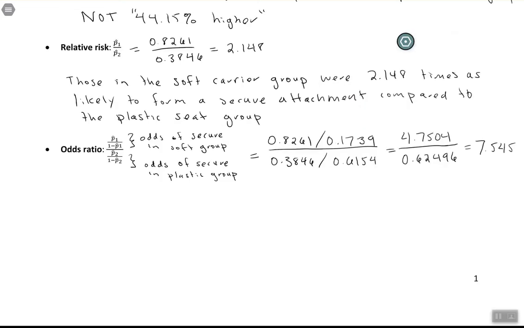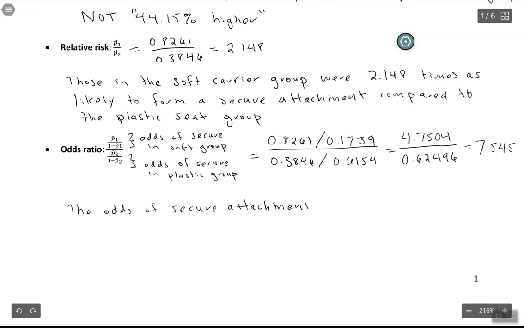And the interpretation of this is very similar to the relative risk. So we would say the odds of secure attachment in the first group, so the odds of secure attachment in the soft group, were 7.545 times as high, so you can tell this sounds similar to a relative risk, as the odds in the plastic group.